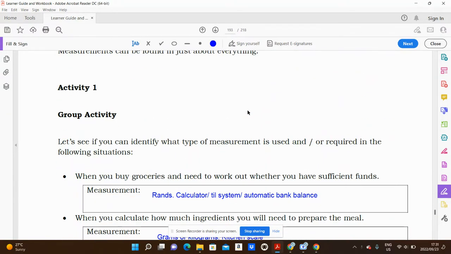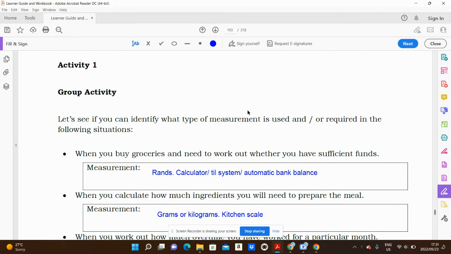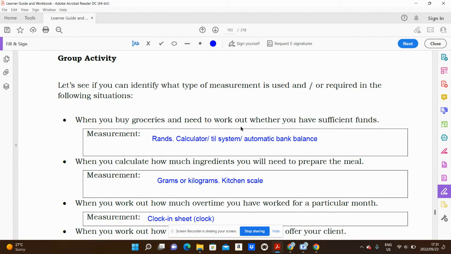So let us have a look at our first activity. It says group activity, but as per usual, you can do it as an individual because you do work online. So let's see if you can identify what type of measurement is used and or equipment in the following situations. When you buy groceries and need to work out whether you have sufficient funds, what you need to calculate is your rands or your currency.